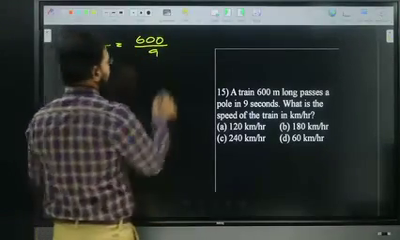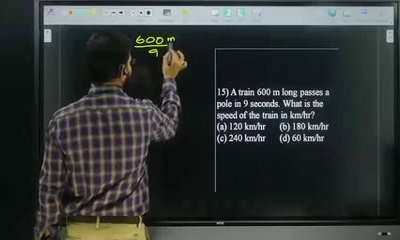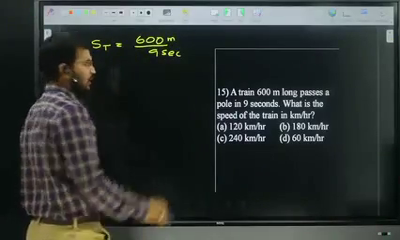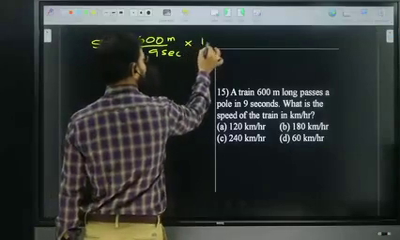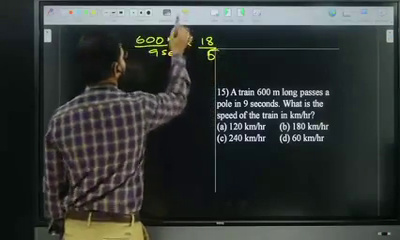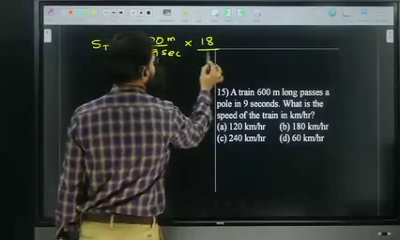This is in meters per second, right? 600 meters, 9 seconds. But the options are in kilometer per hour, so we need to multiply it by 18 by 5.